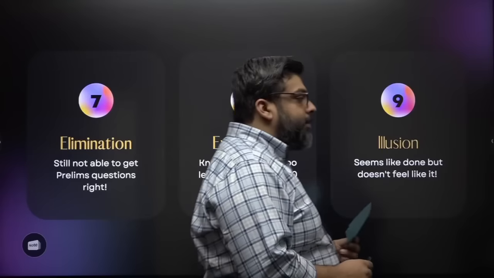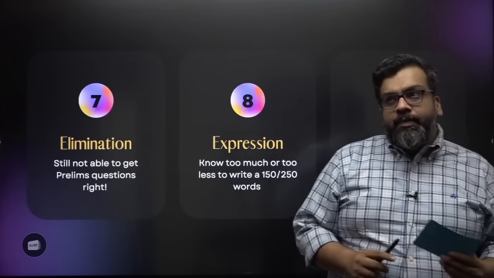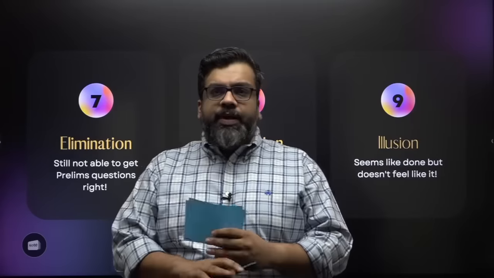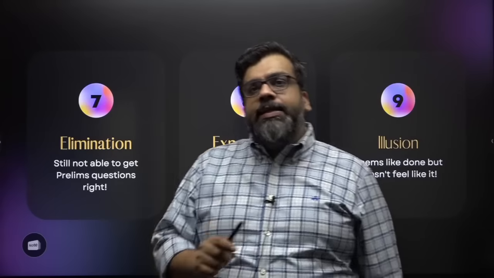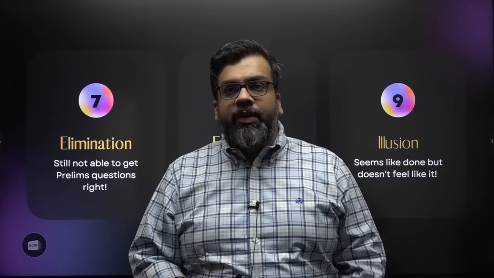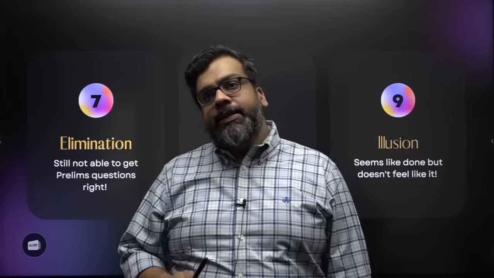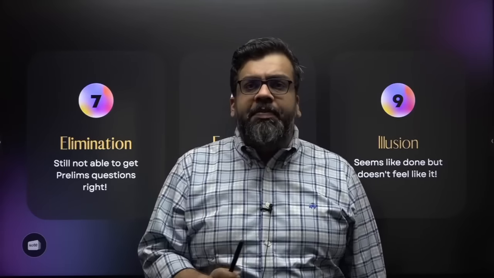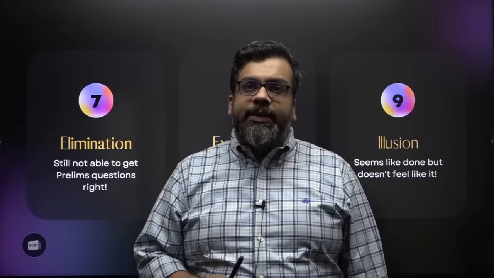The seventh problem is of elimination. You've studied polity like anything. You've read the standard books as much as you could. But then why is it so that when there's a prelims question that says, who is the guardian of, let us say, the Constitution, why do a lot of you still tick the President? Why do we make such extremely simple yet silly mistakes?